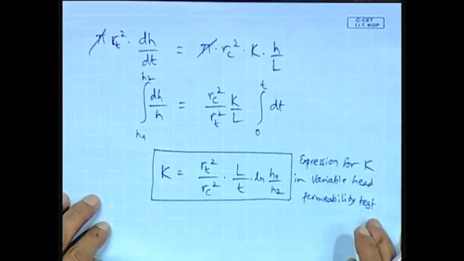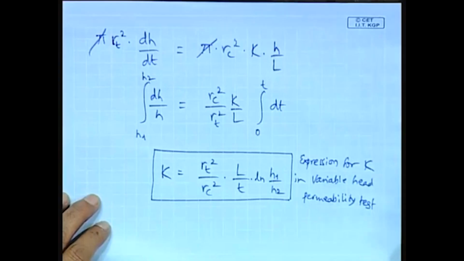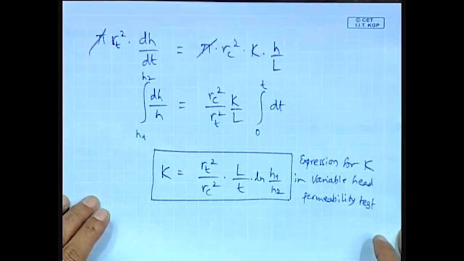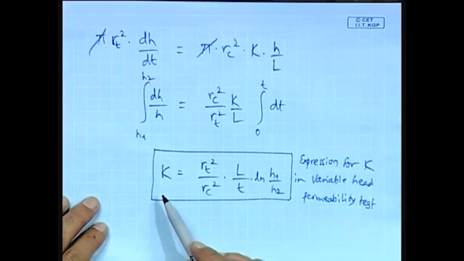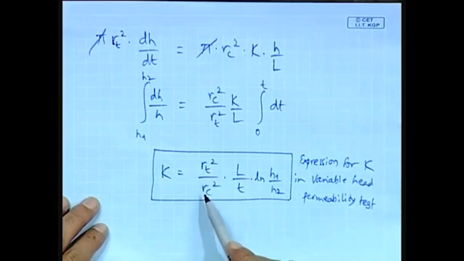While in the constant head permeability test, the expression for the hydraulic conductivity is simply given by the product of the collected volume multiplied by the sample length divided by the product of the sample cross sectional area, the time of collection and the constant head. Whereas in case of variable head permeability test, this hydraulic conductivity K is given by RT square by RC square.